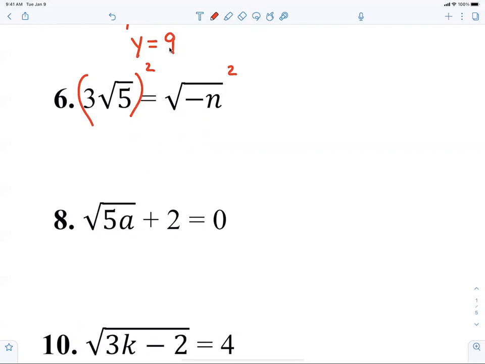Now here's what you have to remember from the test. If I square 3, I get what? 9. If I square the square root of 5, I get what? Yes. So 9 times 5 is? So 45 equals negative n, correct? And so my answer is just n equals negative 45. Anybody have any issues with that?